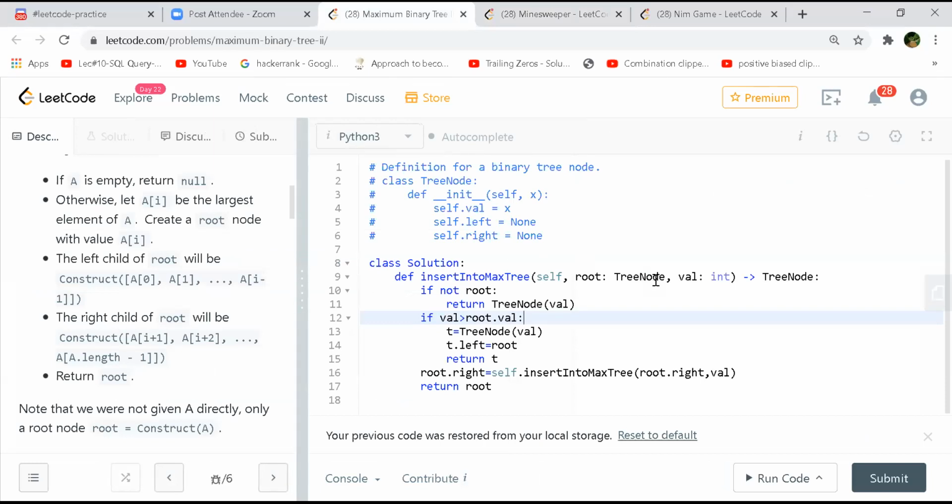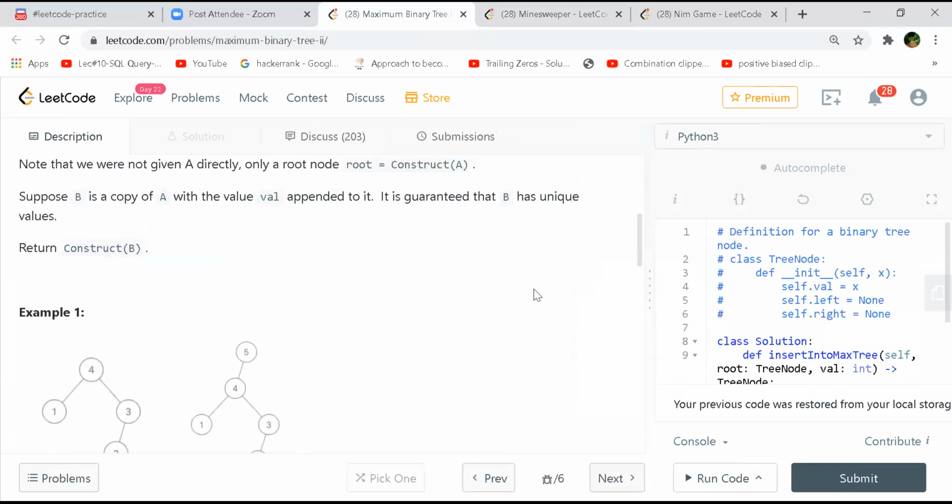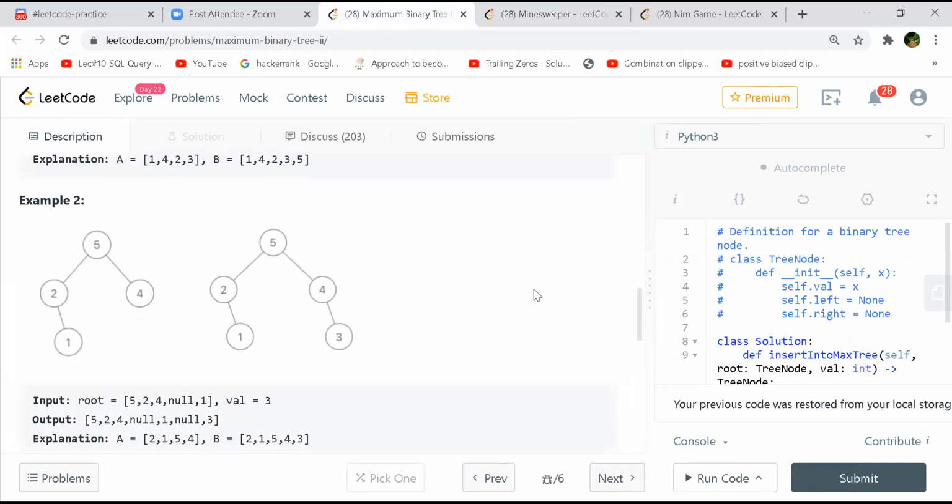I'm still struggling to understand this problem. So let's go to example 2. In example 2, instead of 4, it's 3. No, he's trying to insert value 3. I'm saying 2, 1, and 3. Let's say this is my original tree. You should have 4 instead of 3 there.